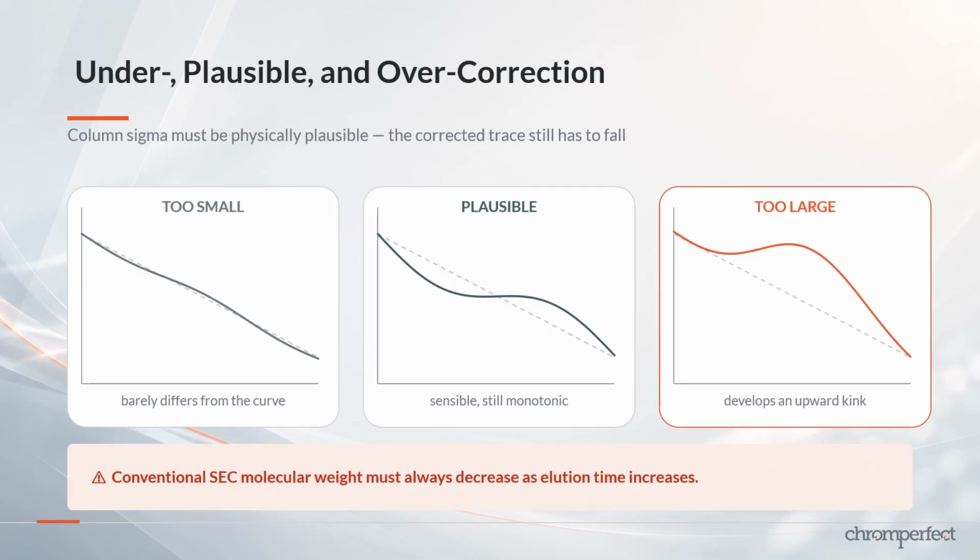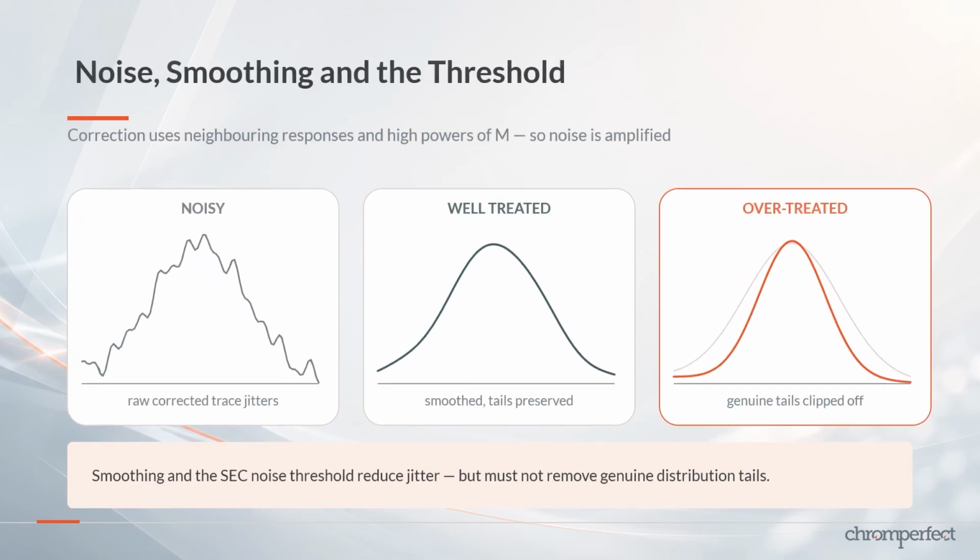If the value is too small, the correction will have little effect. The corrected molecular weight estimates will remain close to the ordinary calibration curve. If the value is too large, the correction may become physically unrealistic. An excessive column sigma value can imply that the chromatographic broadening is greater than the observed peak width. It may produce calculated molecular weight traces with a positive slope, which is physically impossible for a conventional SEC calibration, where molecular weight must decrease with increasing elution time. Axial correction is also sensitive to noise.